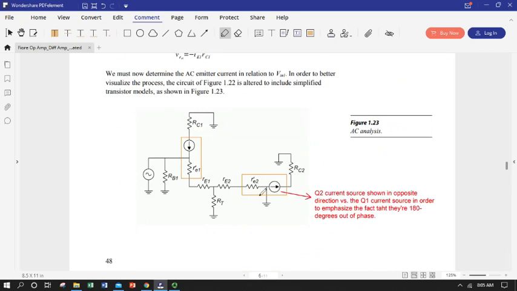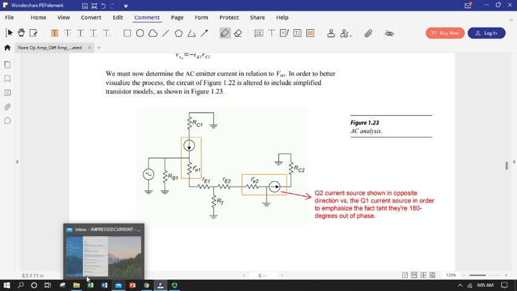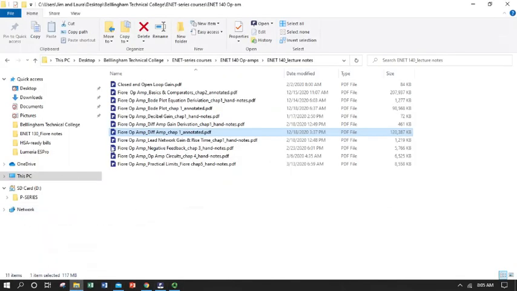Okay. At this point, I am going to skip to an alternative schematic, which you have available to you.